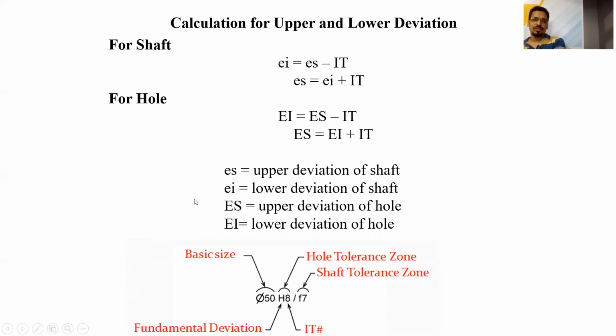If in some questions you get a value like this, that is 50 H8 F7, it means 50 is the basic size, H is the fundamental deviation for the hole, this 8 is the IT grade for the hole, F is the fundamental deviation for the shaft, and 7 is the IT grade for the shaft.